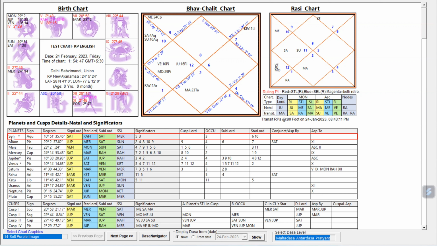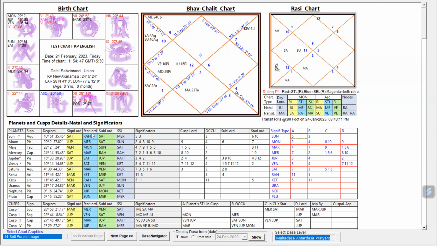So Sun, you can see 5 and 3, we calculated it manually as well. Then Moon becomes a significator of 4, 8, 10, 9. Then 4, 7, 9, 1, 5, 6, and so on. The different planets become the significators of the planets. If you double click on this chart, you will see this significator table. This significator table is basically based on the levels. We calculated 1, 2, 3, 4, and it is mentioned over here as A, B, C, and D.